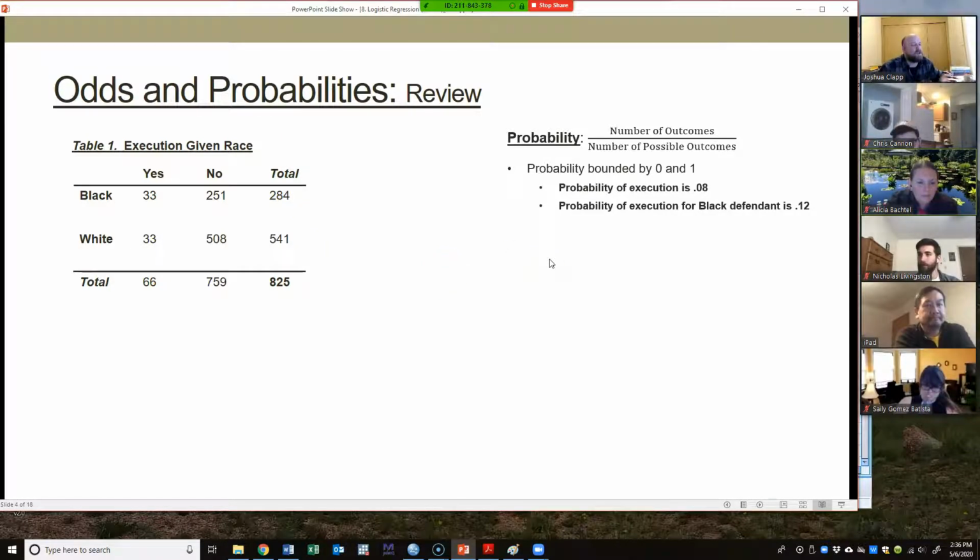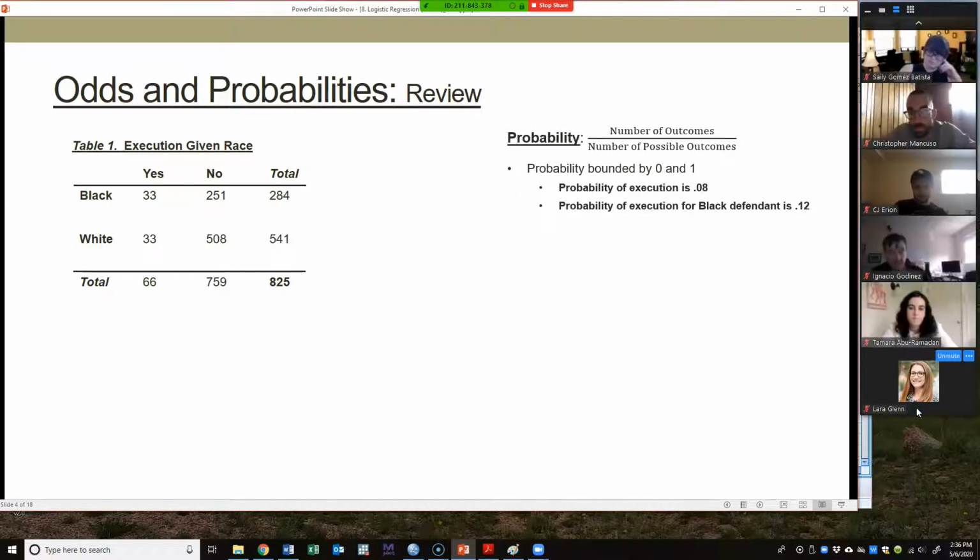Okay, so probabilities, pretty straightforward. We talk about these in terms of percentages, right? There's a 12% chance of execution for a black defendant, 8% chance of execution for everybody in the set, right? Comfortable with probabilities? Everybody comfortable with probabilities? Questions about probabilities?